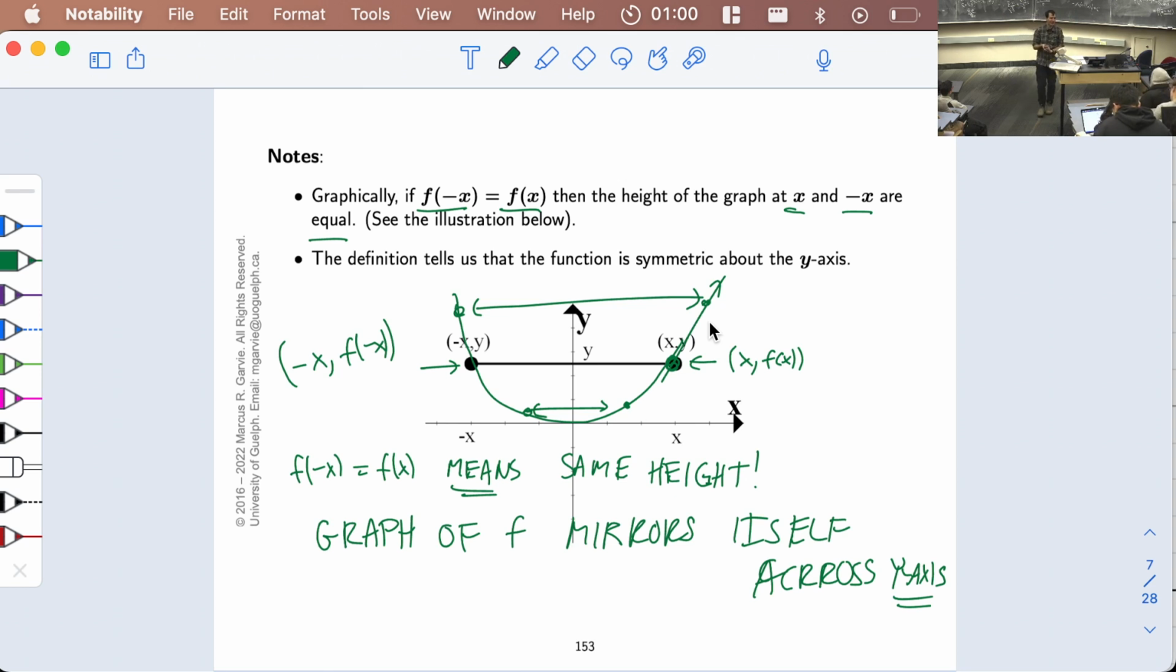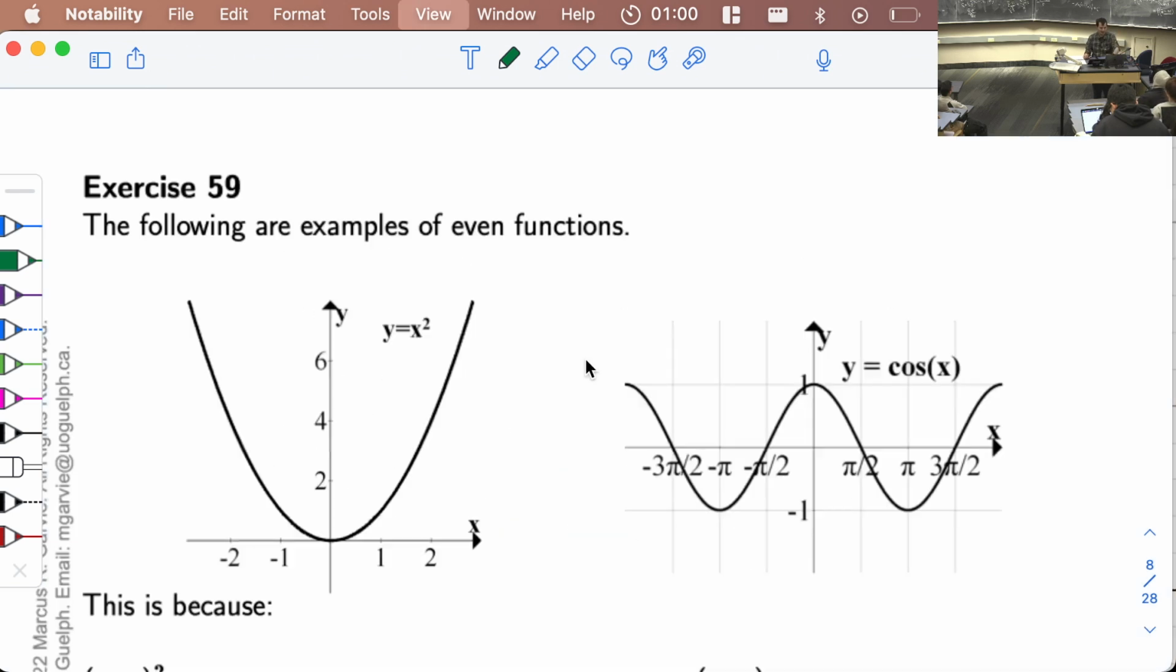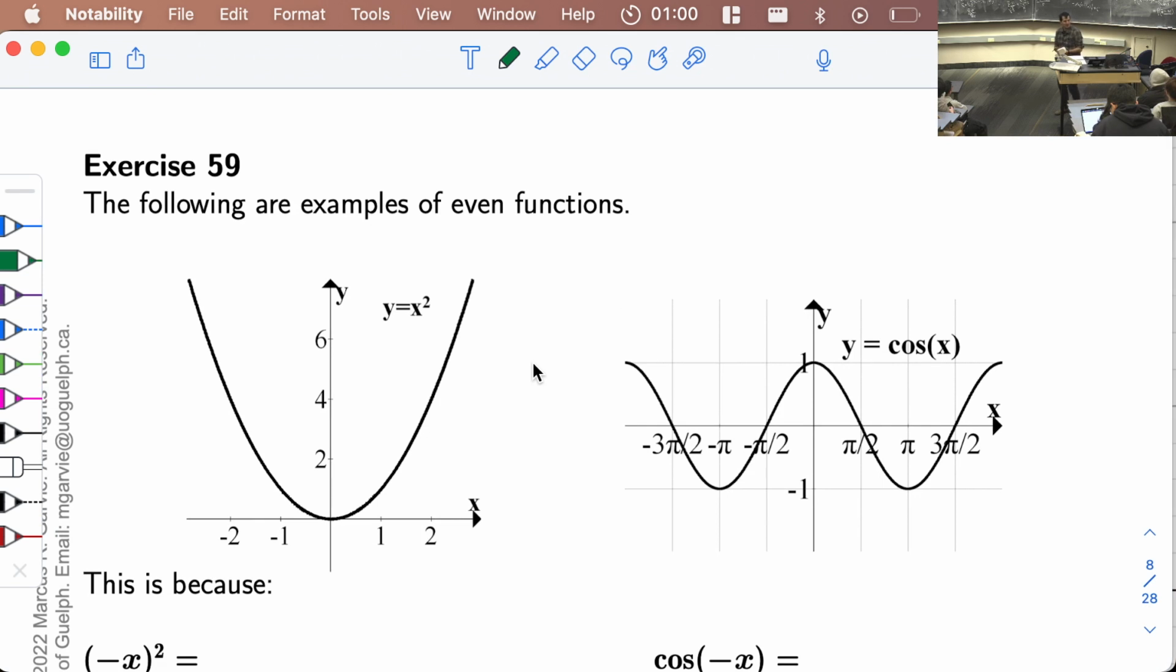I don't know who decided. Oh, I do know who decided. Let me tell you why they call it even. Even is a silly name, but here is the reason people call it even. y equals x squared is an even function.